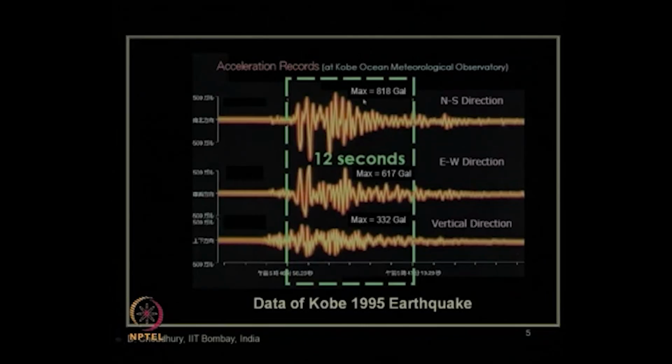So, acceleration versus time record, you can see over here typically for about 12 seconds that major earthquake was occurring during that 1995 Kobe earthquake, with a maximum value or PGA in the horizontal direction as 818 gal in the north south direction, 617 gal in the east west direction, and 332 gal in the vertical direction at that location of that Kobe Ocean Meteorological Observatory.